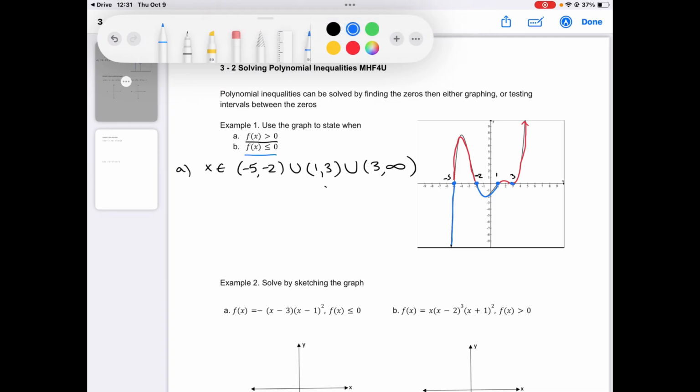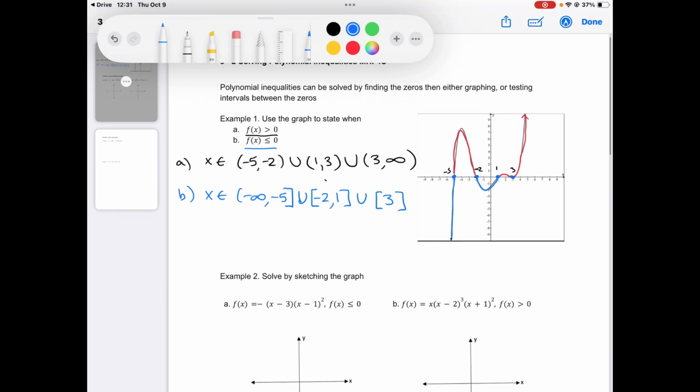So then when I go to state my solution, I'm going to say that x goes between -infinity and -5. It also goes between -2 and 1. And then it also includes the number 3 because that is a 0. I also need a closed bracket here on the 5 to show that it is included because it is equal to 0 at that point.